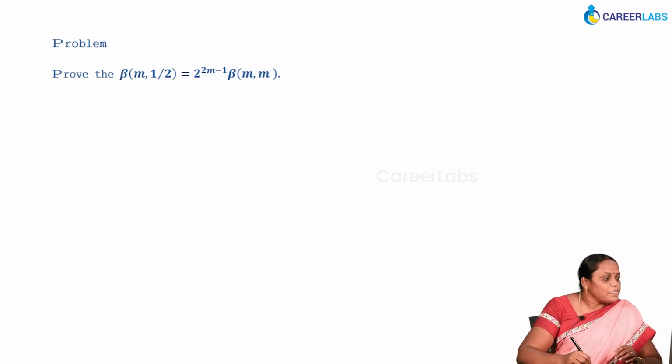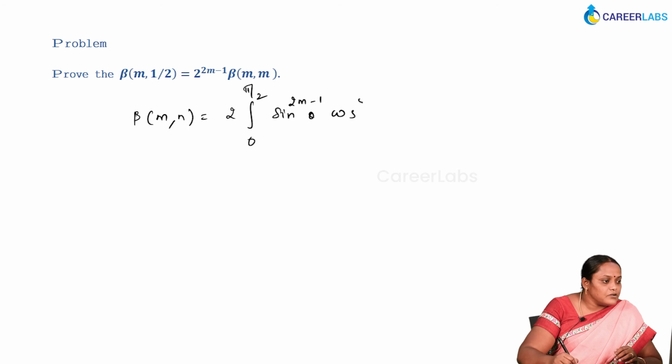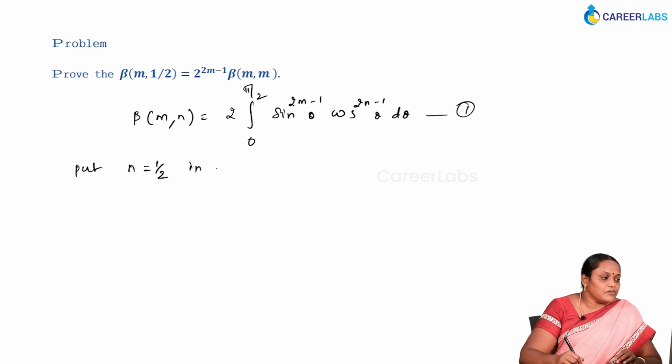So here, by the definition of beta function, beta of m comma n is equivalent to 2 times integral 0 to pi by 2 sine to the power 2m minus 1 theta cos to the power 2n minus 1 theta d theta. Let us have this as equation number 1. But we need beta of m comma half, so we are going to put n is equal to half in equation number 1.